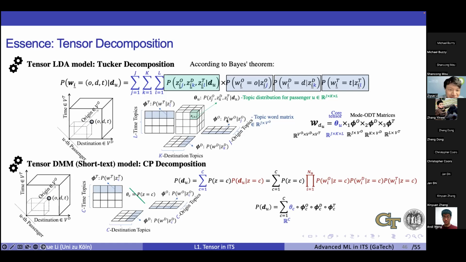So you can see the difference: in the LDA model, we have the dimensions J, K, L, and the core tensor inside is the tensor topic, the Tucker decomposition. And here, in the short text model, it is a vector inside, and it only has one rank to decide, which is C. So it's the CP decomposition.